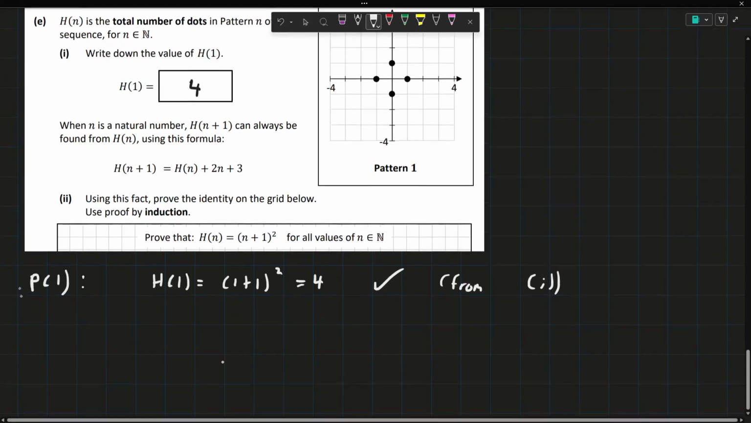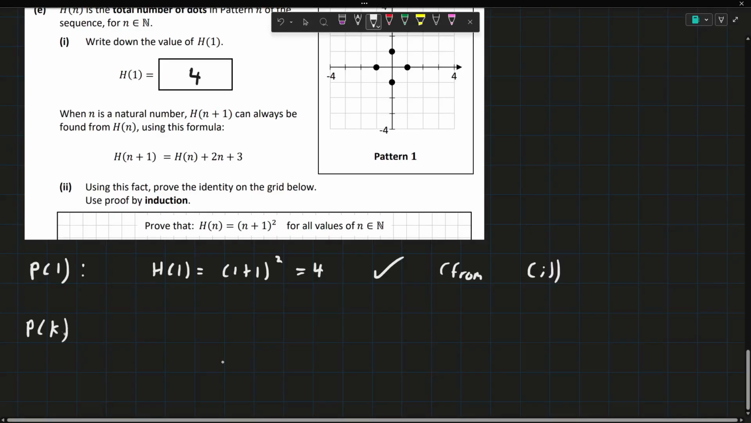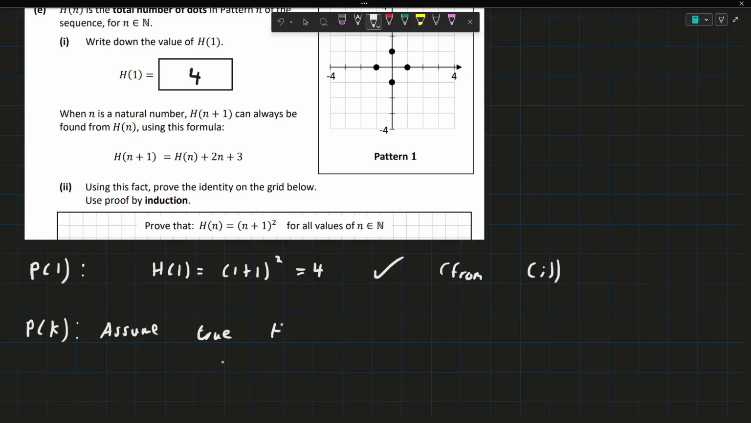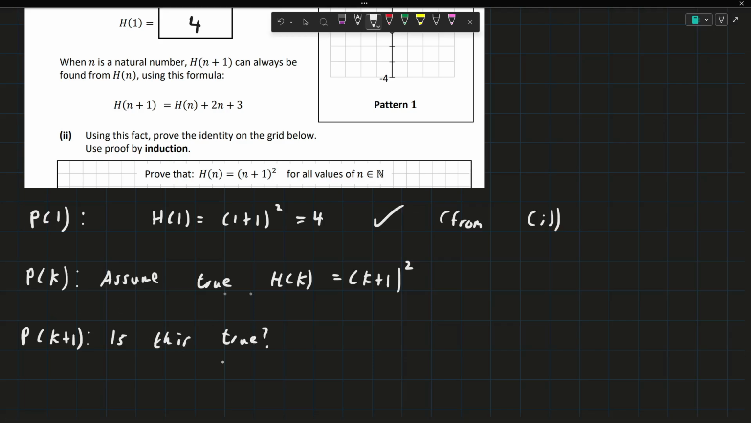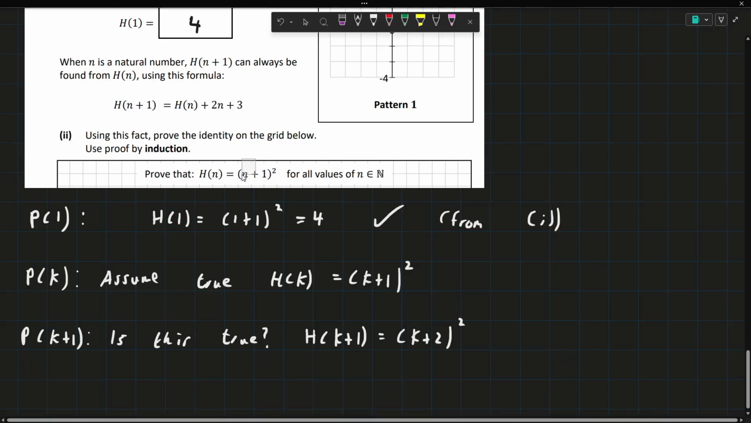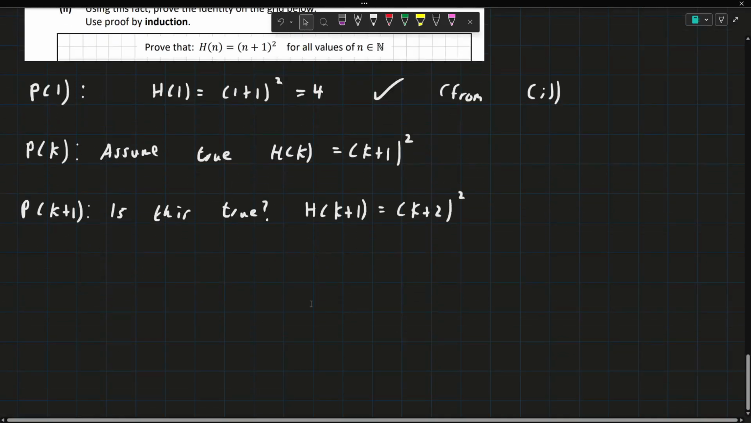Then our second step of induction is we assume that our proposition is true for some number k. So we assume that h of k is equal to k plus 1 squared. Then we have our proposition for k plus 1. Is this true? The proposition for k plus 1 is that h of k plus 1 should be equal to k plus 2 squared, because it's k plus 1 instead of this k. Instead of this n, I suppose, we have k plus 1 squared, so that's just k plus 2 squared. So this is the proposition we're trying to prove, and we're assuming that this part of the proposition is true.